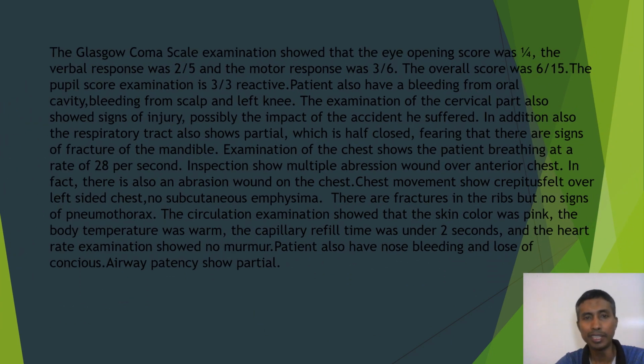The Glasgow Coma Scale examination shows that the eye-opening score is 1/4, the verbal response was 2/5 and the motor response was 3/6. The overall score is 6/15. The pupil examination is 3/3 reactive. The patient also has bleeding from the oral cavity, bleeding from the scalp and left knee. The examination of the cervical part also shows signs of injury, possibly from the impact of the accident.